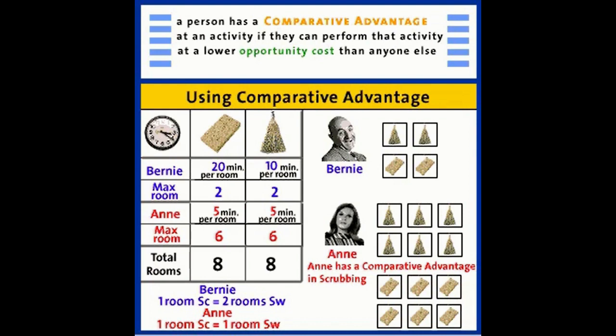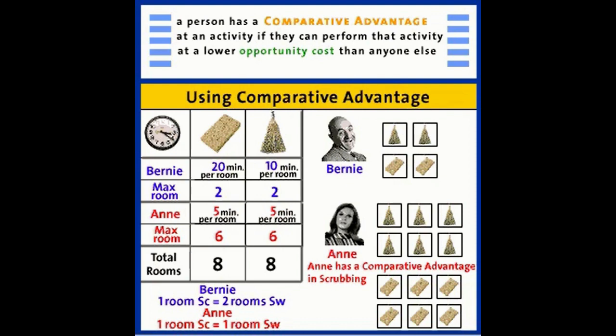Well, why should you care? Why should you care that Ann has a comparative advantage? Because comparative advantage is a guide to how Bernie and Ann can specialize and therefore increase their wealth. By specializing and trading, Bernie and Ann can clean more rooms than they can working independently. Let me show you how this works.